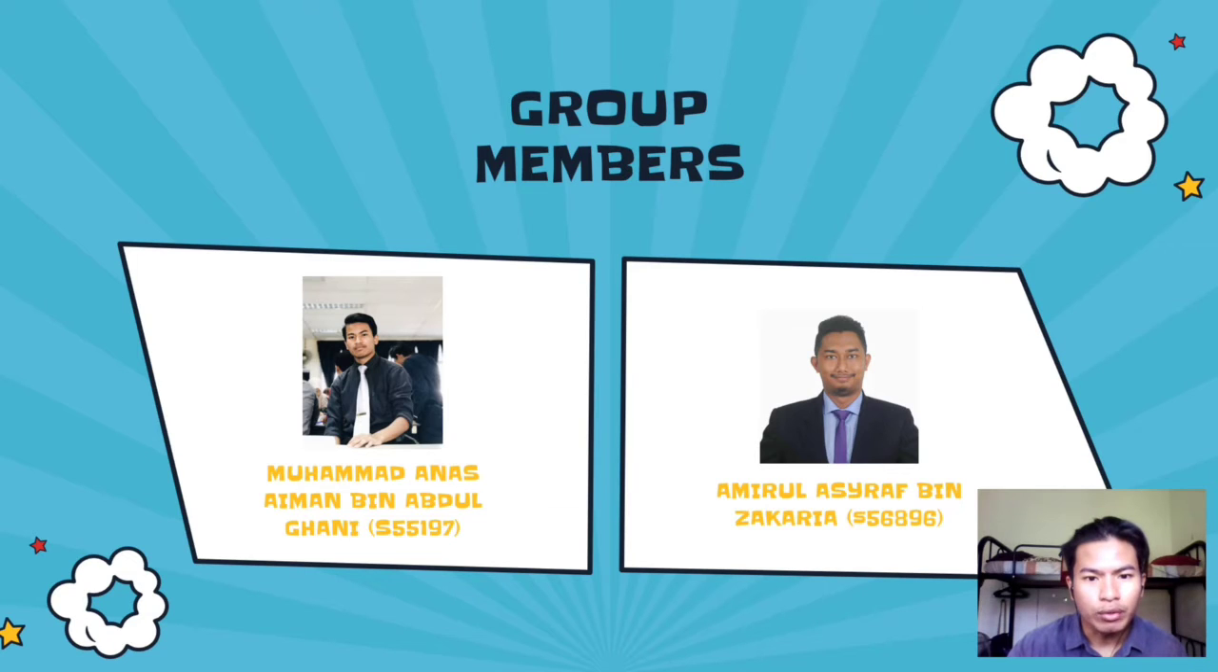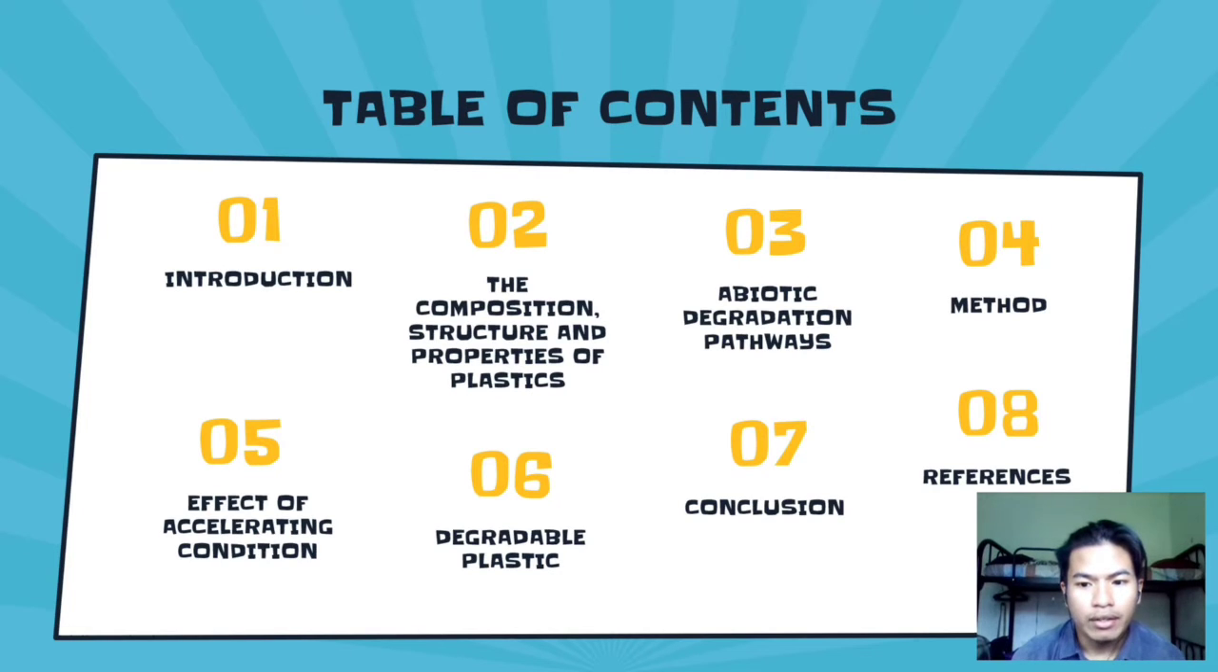Okay, these are our group members: me, Muhammad Aiman bin Abdul Ghani, and Amirul Ashraf bin Zakaria. There are 8 contents in our presentation. First, we have introduction, the composition, structure, and properties of plastic, abiotic degradation pathway, method, effect of accelerating condition, degradable plastic, conclusion, and last one is references.